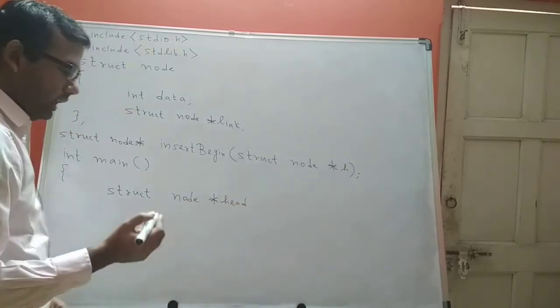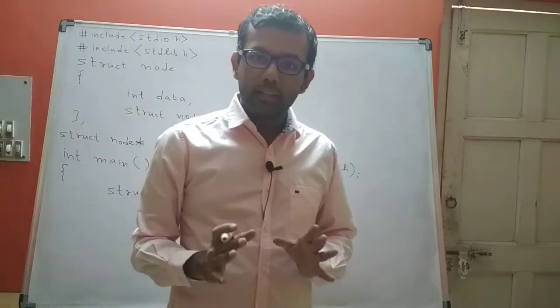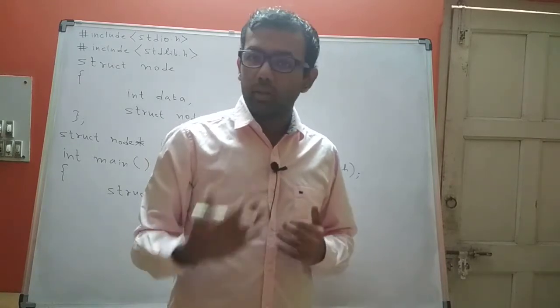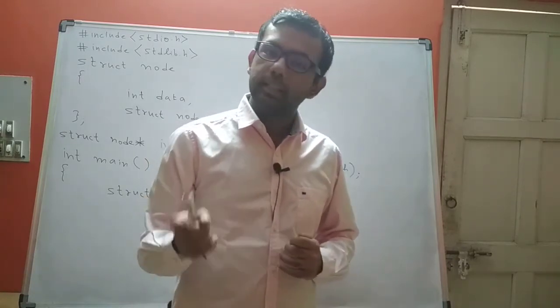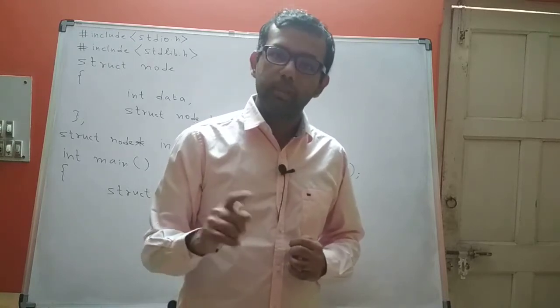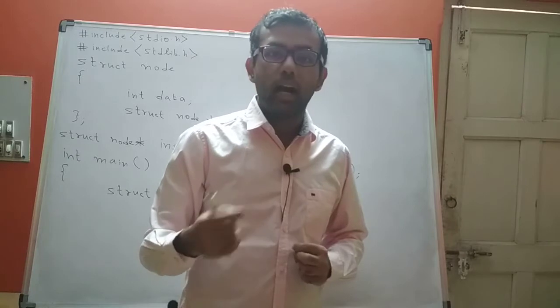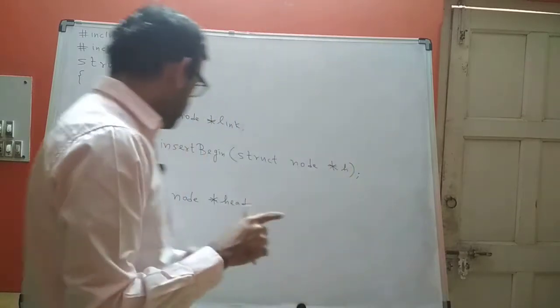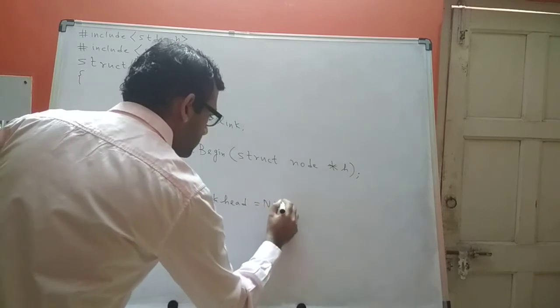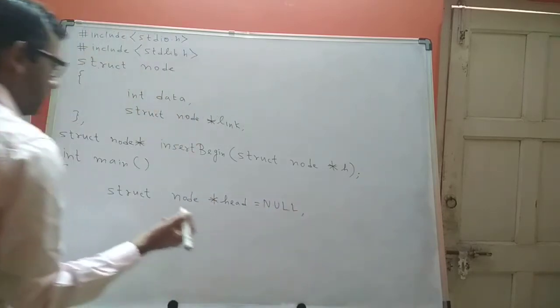Now initially my linked list will be empty. When I'm starting off with a linked list, it does not contain any nodes. That means the linked list is empty. And how do we denote an empty linked list? We denote an empty linked list by assigning a null value to the head pointer. So we assign null to the head pointer.